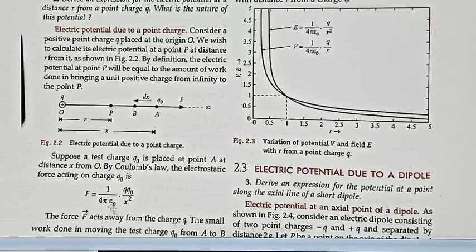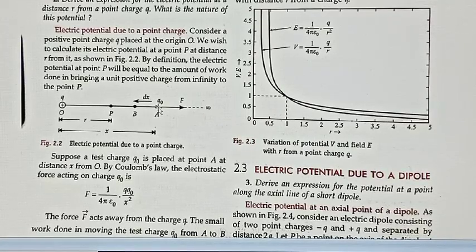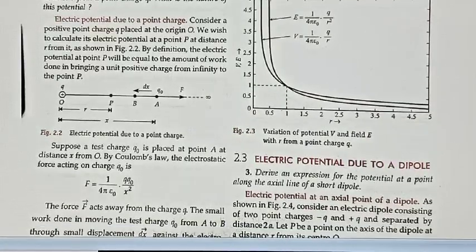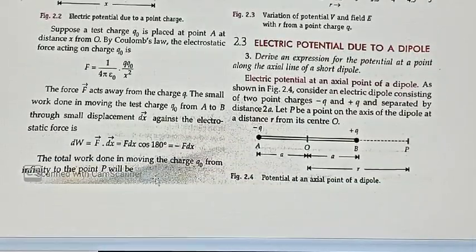F is equal to 1 by 4 pi epsilon naught q q naught by x square, as we have considered that this point A is at a distance x from the source charge. So this is the force. So what is the amount of work done? W is equal to F dot dx.